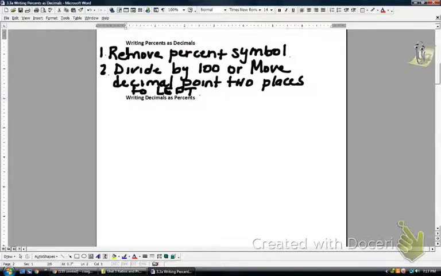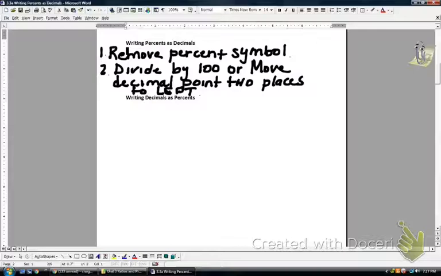Alright, so I wrote down the algorithm. Remove the percent symbol, so just take that off. You don't need it anymore. Then you're going to divide by 100. That's the mathematical thing. Or what most people just remember to do is move the decimal point 2 places to the left. When you move the decimal point 2 places to the left, you're dividing by 100. So that's the algorithm for writing percents as decimals.